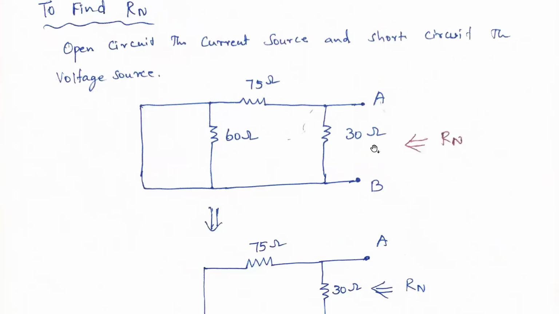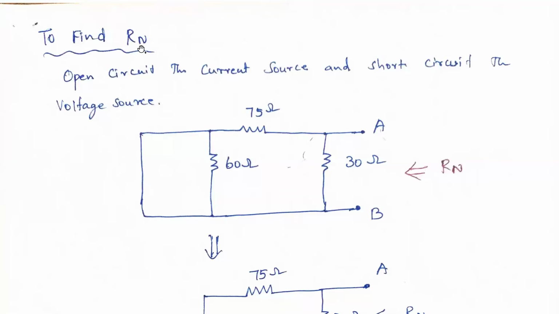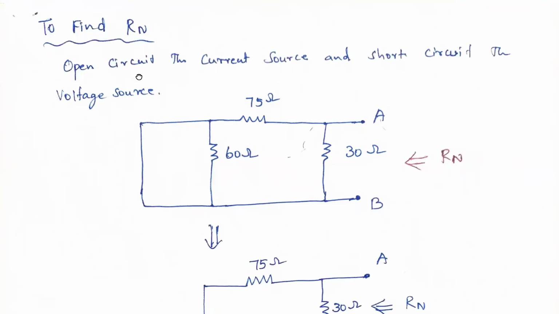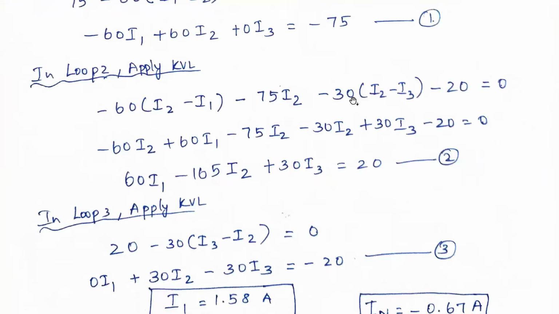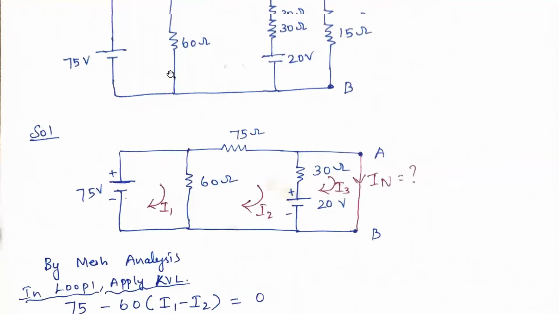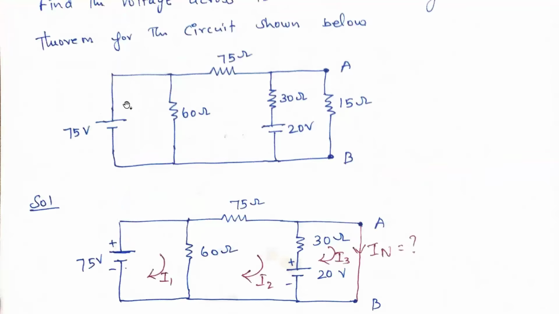Now we have found IN. The next step is to find RN, the Norton resistance. How to find it? From that circuit, open circuit the current source and short circuit the voltage sources. Here in this circuit we have two voltage sources and there is no current source. So we need to short circuit the voltage sources and open circuit the current sources. So here we are shorting the voltage source, and here also we are shorting the voltage source.